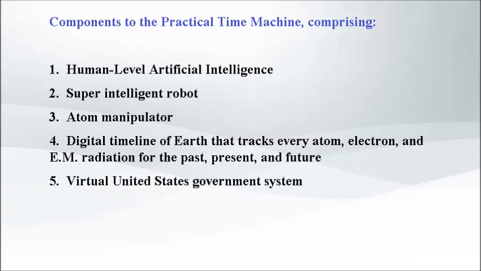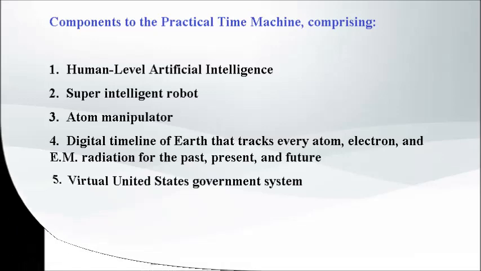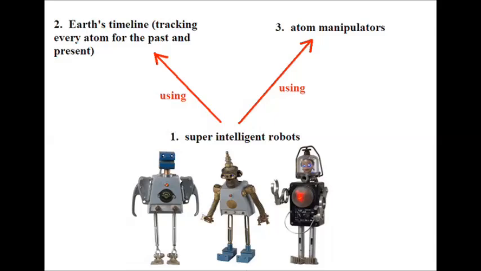There are many applications to this technology. I can use the components of my practical time machine to create a smartphone that can torture or kill humans from a distance. There are 3 components to this future smartphone. The super-intelligent robots is the central intelligence of the invention. They use the perfect timeline of Earth to track and understand the behaviors of atoms. Next, the super-intelligent robots use the atom manipulator to manipulate objects in the real world.